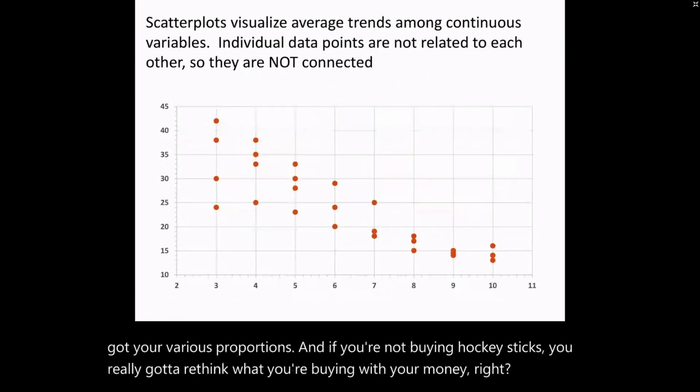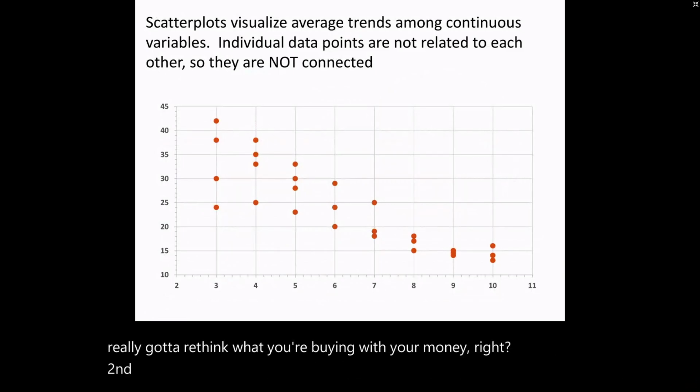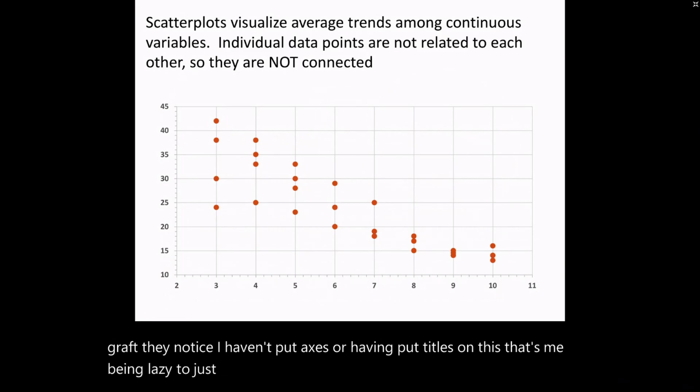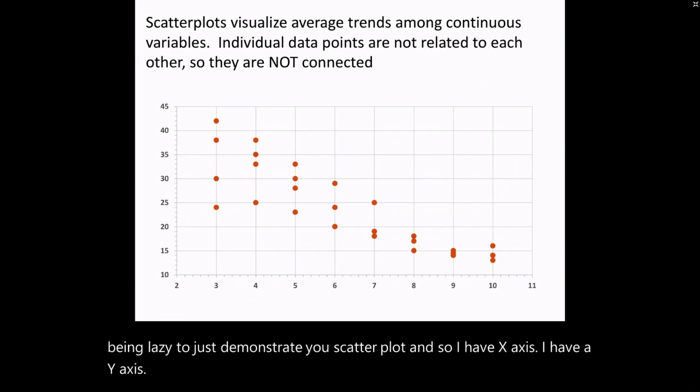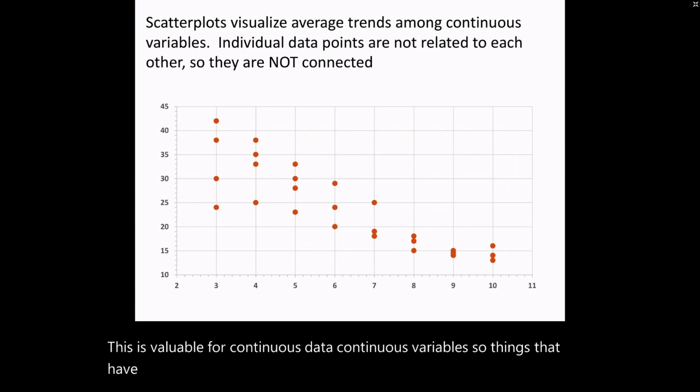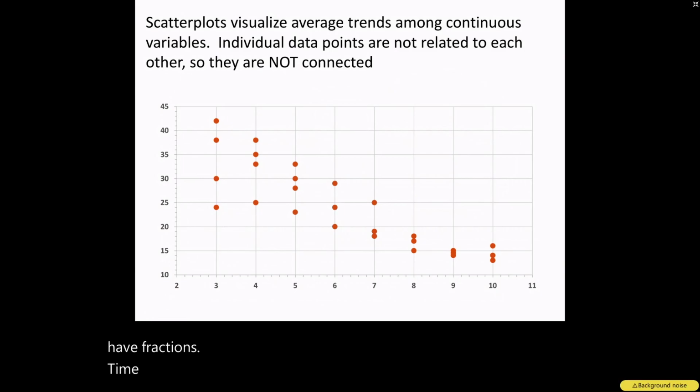Okay. Second graph here is called a scatter plot. It is basically every data point graphed. Now you notice I haven't put axes or titles on this. That's me being lazy just to demonstrate the scatter plot. And so I have an x-axis, I have a y-axis. This is valuable for continuous data, continuous variables, so things that have fractions. Time is often the most common independent variable on the x-axis.